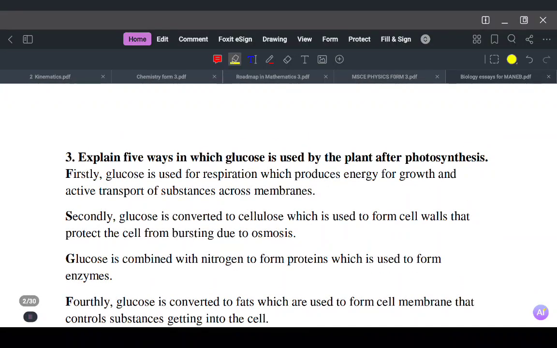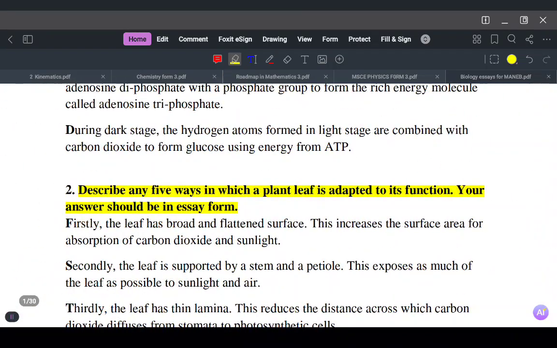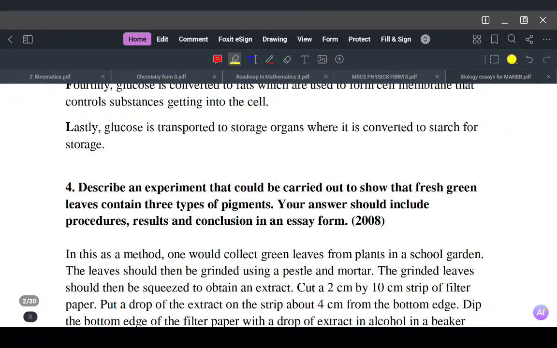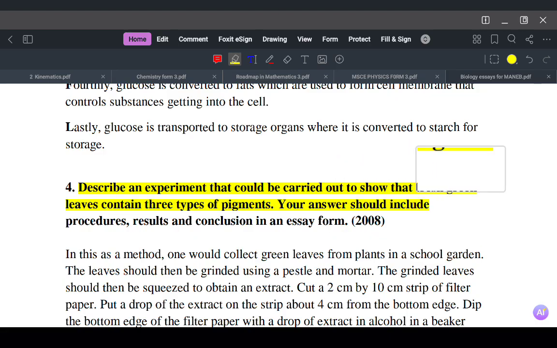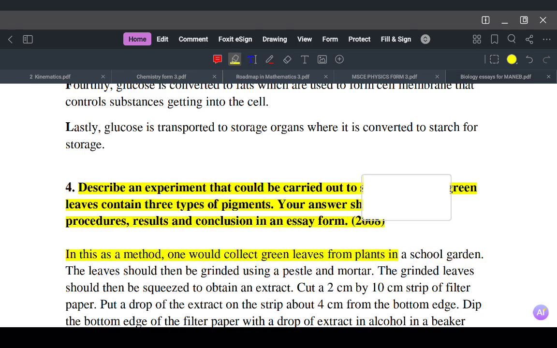You can have a question that says, explain 5 ways in which glucose is used by the plant after photosynthesis. Or a question can say, describe an experiment that could be carried out to show that fresh green leaves contain 3 types of pigments. Your answer should include procedures, results, and the conclusion in essay form.